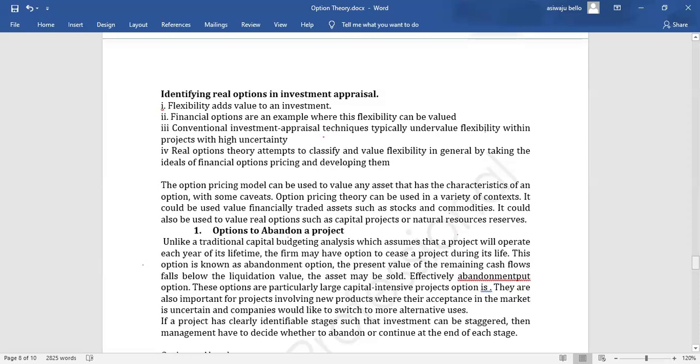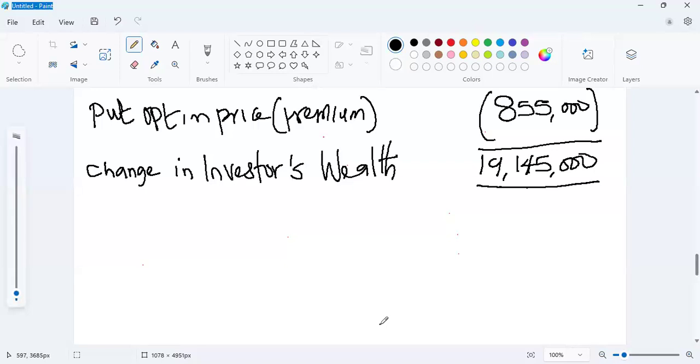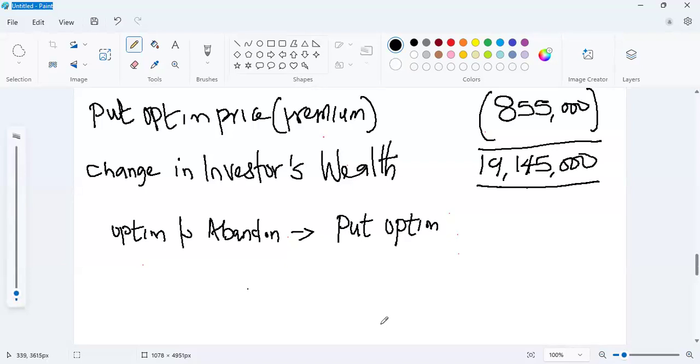If you are faced with a question on option to abandon, you have 3 steps on how to treat this question. We are looking at option to abandon. Please note, this is treated as a put option. You have 3 steps when dealing with option to abandon.